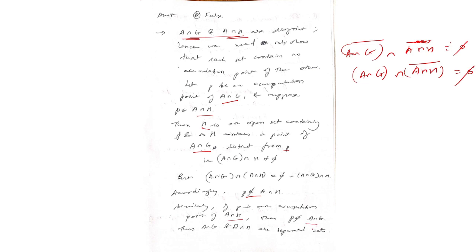Okay. So in this way, we can prove that in either way, the accumulation point of one set is not a part of the other.